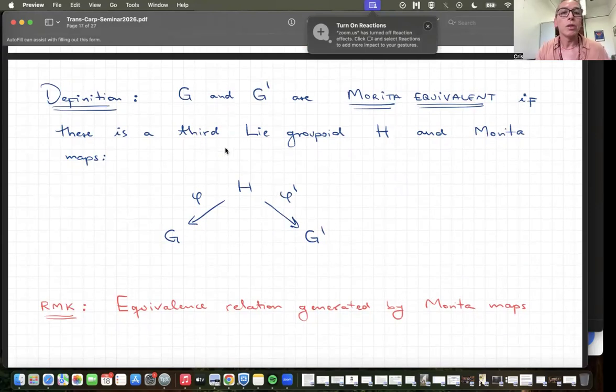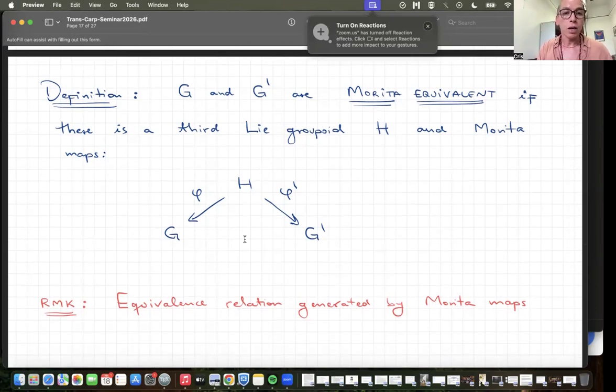So two groupoids, G and G prime, are called Morita equivalent if there is a third groupoid, H, together with a Morita map to G and a Morita map to G prime. So the way you should think of this is as a kind of map from G to G prime, which first takes the inverse of phi and then composes with phi prime. It's a fraction of Morita maps. So in other words, Morita equivalence is the equivalence relation generated by Morita maps.